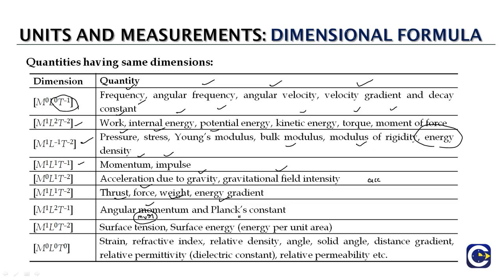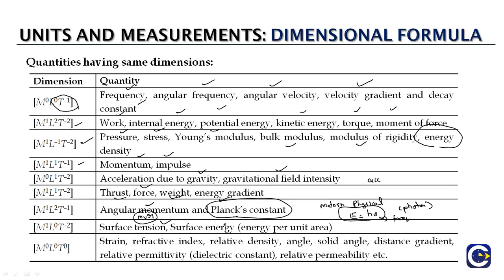Angular momentum and Planck's constant. Planck's constant is a quantity that we'll talk about in the modern physics section, where we'll be looking at the properties of the fundamental particles. Planck's constant is related to the energy as E is equal to h into nu. Energy of a photon will be given by E is equal to h nu. Nu represents frequency. So from here we will be able to find the dimensional formula for Planck's constant. Both angular momentum and Planck's constant will have the same dimensional formula of ML^2T^-1.